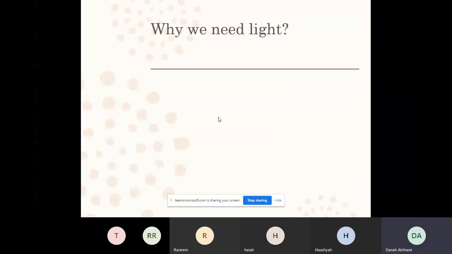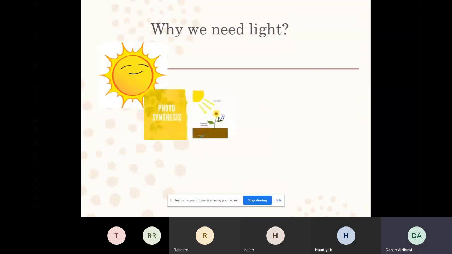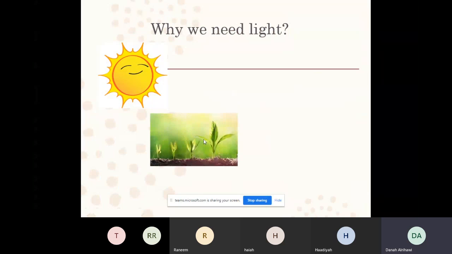Can you help me, Hadia, to explain one of the living things that need light? Plants. Yes, amazing. The plants need the sun to do which process? What do we call the process that the plant needs sunlight for? Photosynthesis. They need photosynthesis to grow. When they grow, they make their own food.